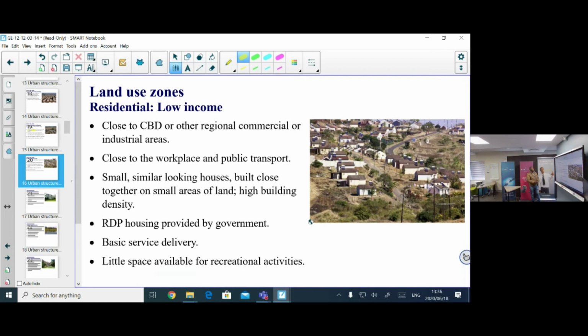Low income. The low income housing is found close to the CBD or other regional commercial or industrial areas, close to the workplace and public transport. Small similar looking houses built close together on small areas of land, high building density. RDP housing provided by government, basic service delivery, little space available for recreational activities.